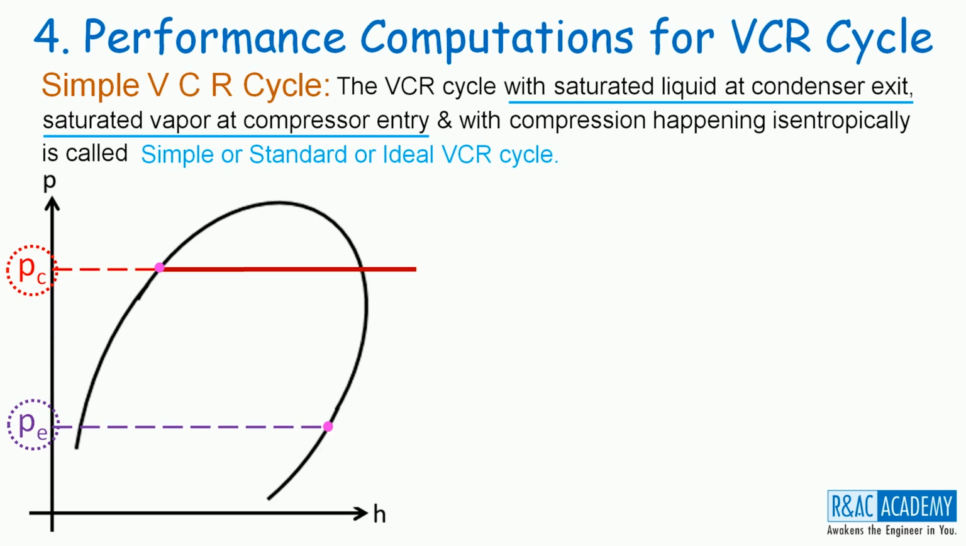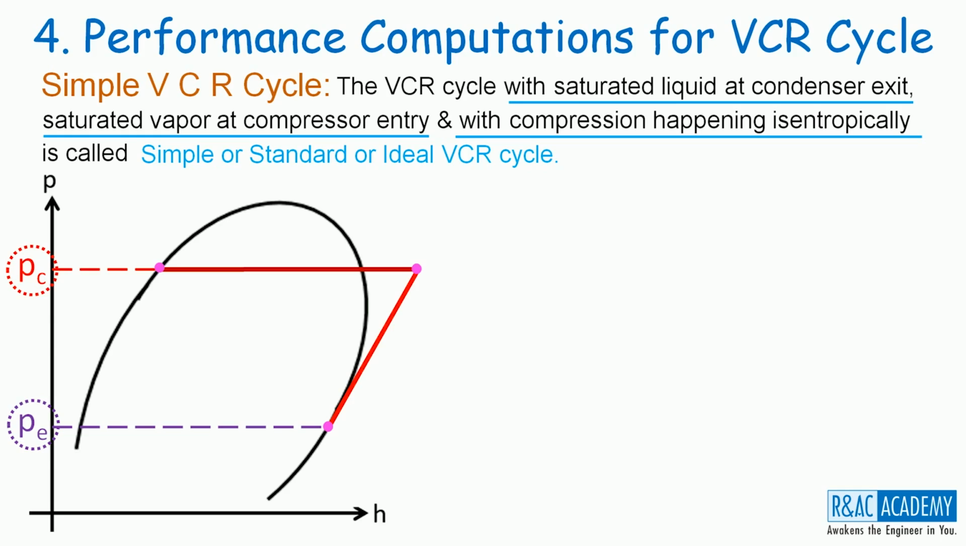And then the third condition is that compression must happen isentropically. And we had seen that isentropic lines are inclined lines on the pH diagram. So, draw the isentropic line from the compressor entry until it intersects with the PC line. And that gives us the third state point.